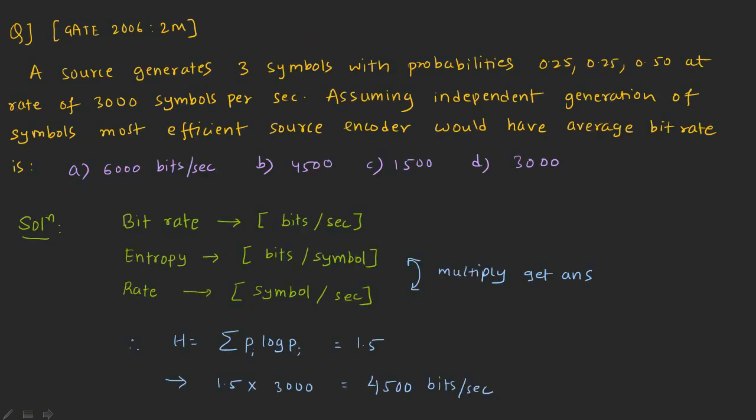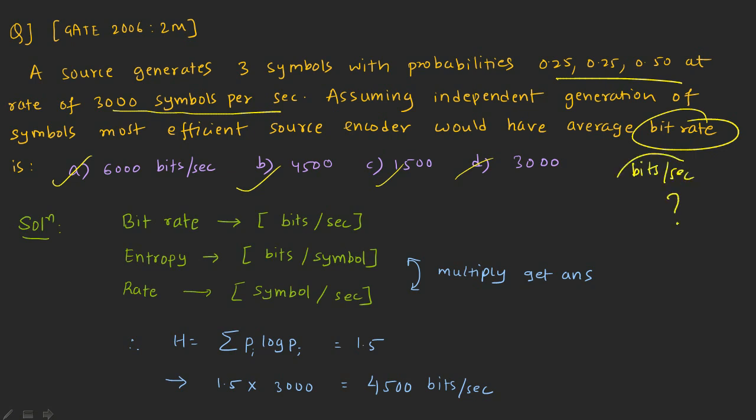So now let's solve GATE 2006 2-mark question. A source generates 3 symbols with the probabilities as this, at the rate of 3000 symbols per second. Assuming independent generation of the symbol, most efficient source encoder would have the average bit rate. So we need the bit rate, and A, B, C, D are the options for you. Bit rate means bits per second I have to find. Just by looking at the question, I got what I need, bits per second, but how I can get it, that is the next question.